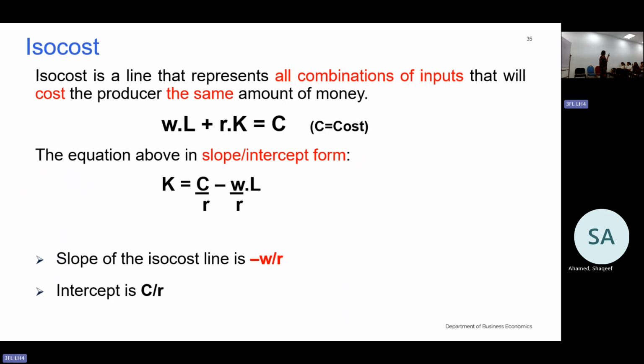So at that point it is C divided by R, right? You are spending the entire cost on capital. So the price of capital is R. So 4,000 divided by 400, how much? 10 units. If you spend the entire cost on capital, you can buy 10 units.